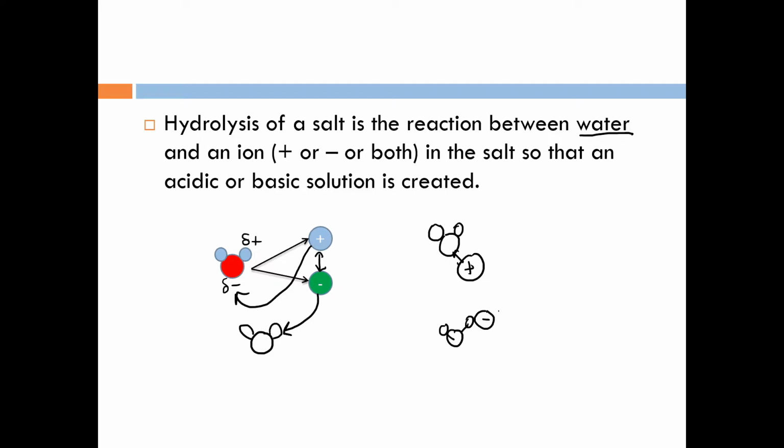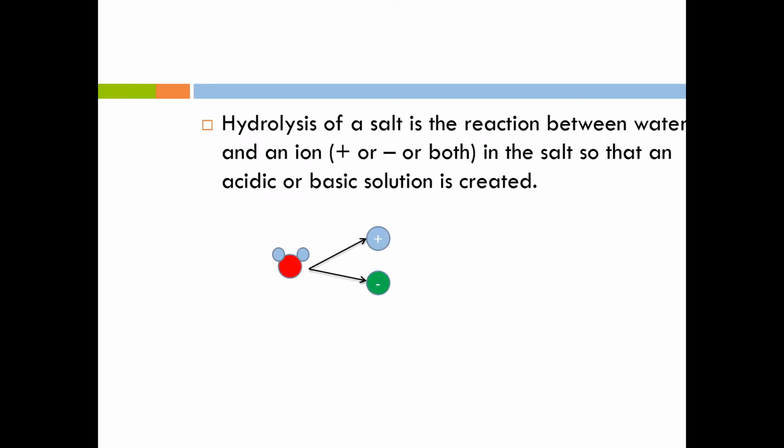Now, depending on what those ions are, those ions can actually further react with the water and cause the water to create more hydronium or more hydroxide. So in acid-base chemistry, this is what we refer to as the hydrolysis of a salt. And this will either make the solution acidic or make the solution basic. And in some cases, it doesn't actually do anything to the solution and the solution remains neutral.